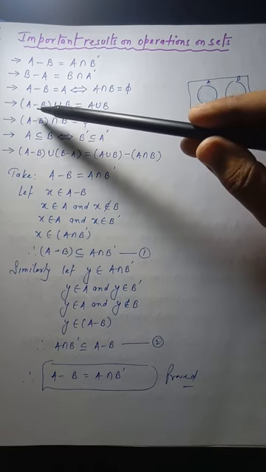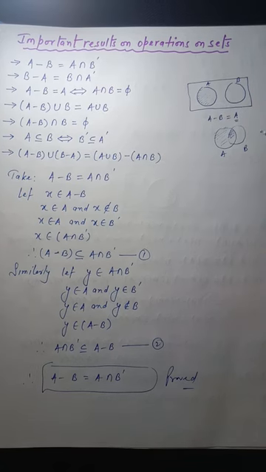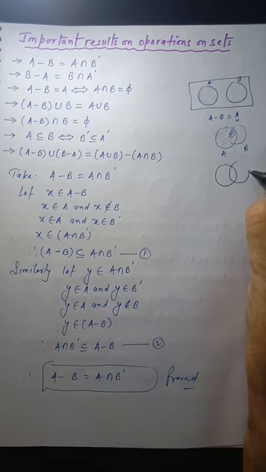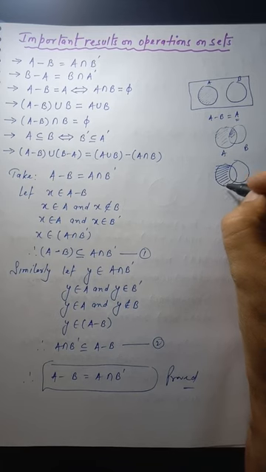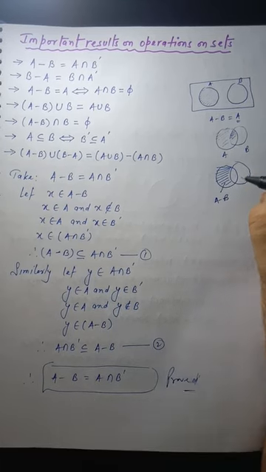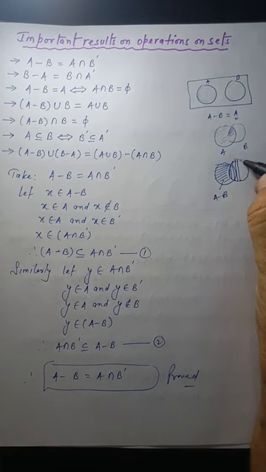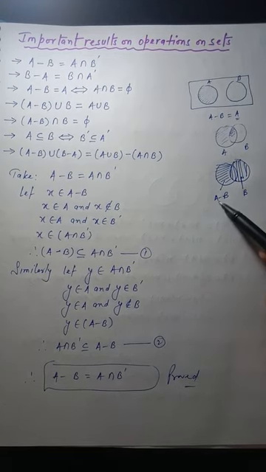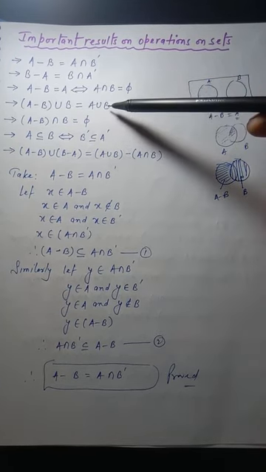In the same manner, A minus B union with B will be A union B. Now you can see this is A, this is B. So this portion is A minus B. If this set is A, this set is B, and focus on this portion. This circle is actually the total B. So when we merge both A minus B and B, so A minus B union B, it means the whole union. So A minus B union B means A union B.